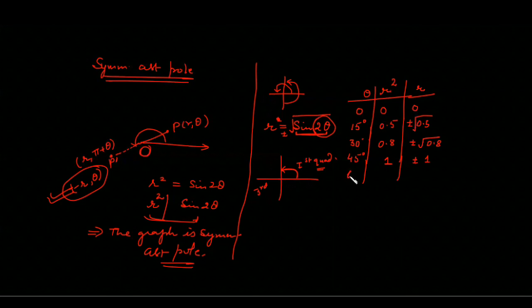At 60, it will become sine 120, which is again root 3 by 2. So that will be 0.8. So plus minus square root of 0.8. At 90, it will become 0. So this is 0. So now you draw the graph. This is your pole. This is the initial ray. At 0, when your angle is 0, the distance is also 0. Right?